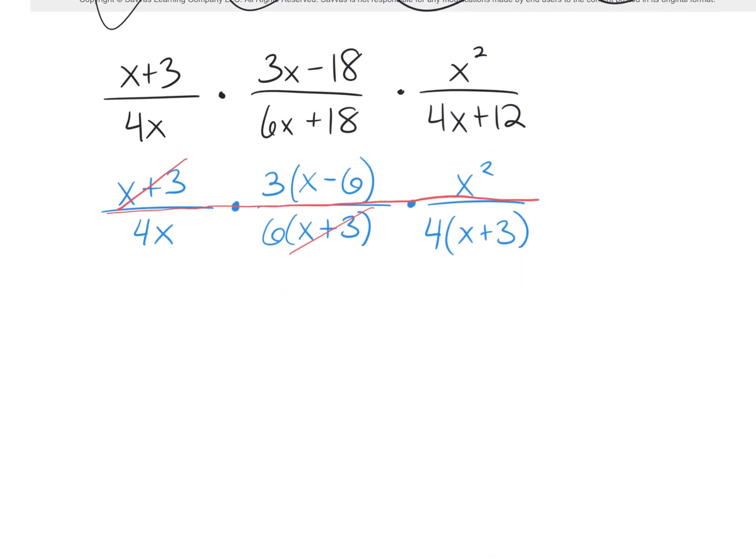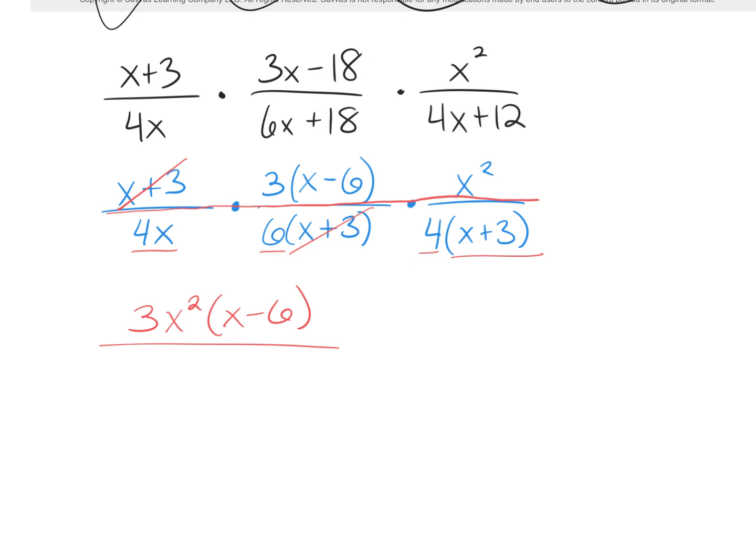What do we have left on the top? 3 times x minus 6 times x. Yep, I'm just going to write that as 3x squared times x minus 6, divided by what's left on the bottom. We have 4x and 6 and 4 and x plus 3.